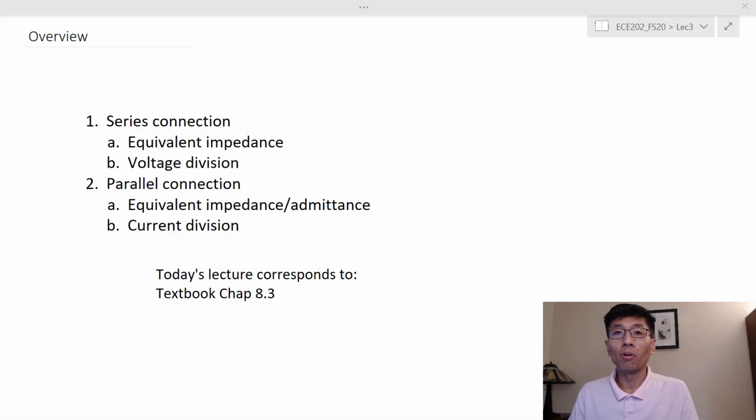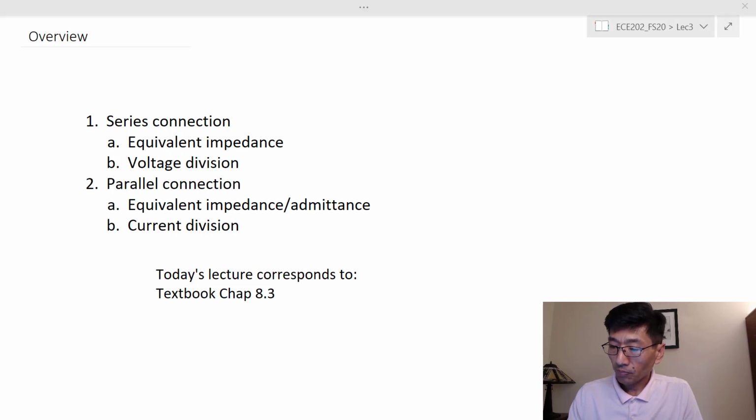Today we're going to talk about two topics. There will be 4 video clips. The first 2 will be on series connection, and for series connection we have the equivalent impedance and the voltage division. The last 2 clips will be the parallel connection, and that will also have the impedance, admittance, and the current division. Today's lecture is built upon the concept of the KCL, KVL, and the element constraint that we talked about last lecture. Make sure you have this concept solidly grasped.